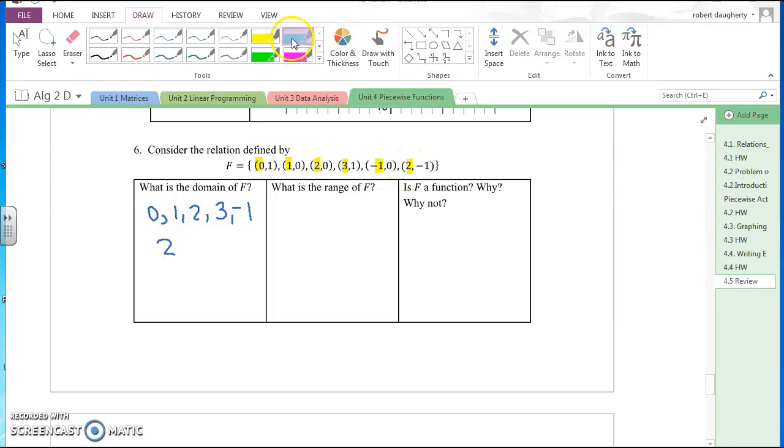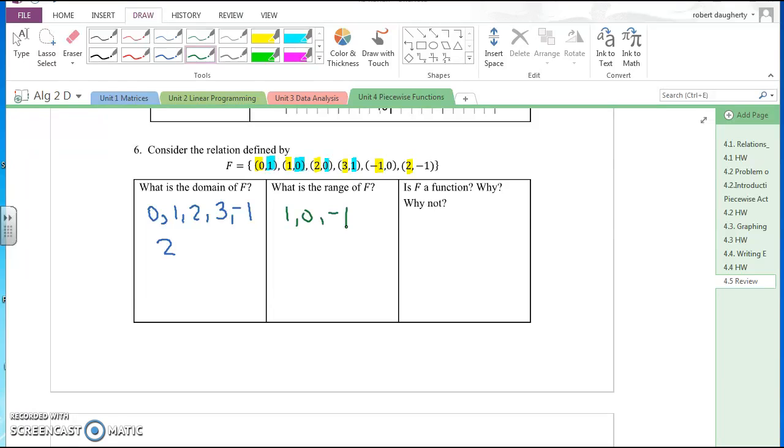My range, those would be all the second values. So that's going to be 1, 0, 0, 1, 0, negative 1. Those are all the different values that I get for the range.